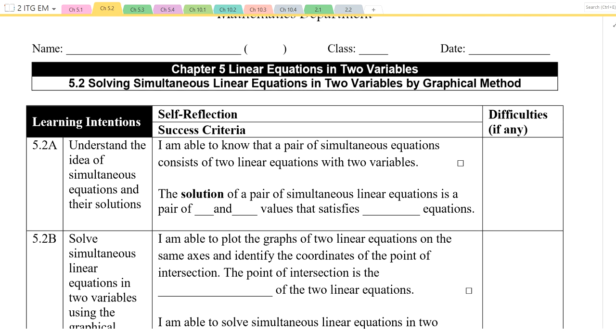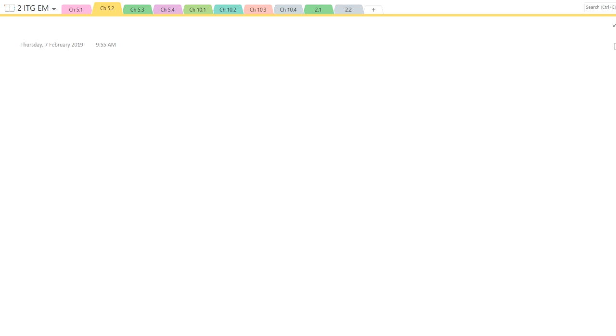This is a video recording for chapter 5.2 on solving simultaneous linear equations using the graphical method. So let's do a quick recap first.